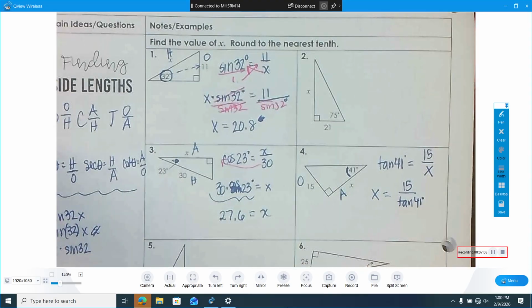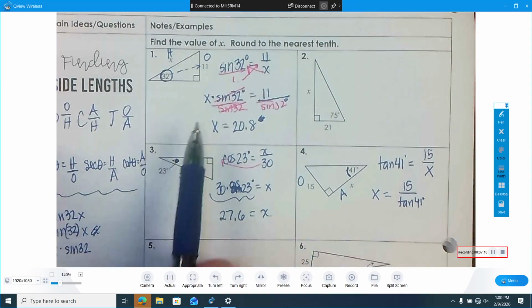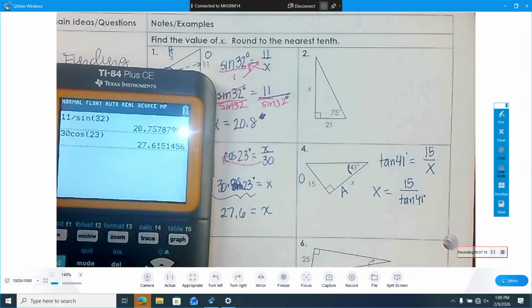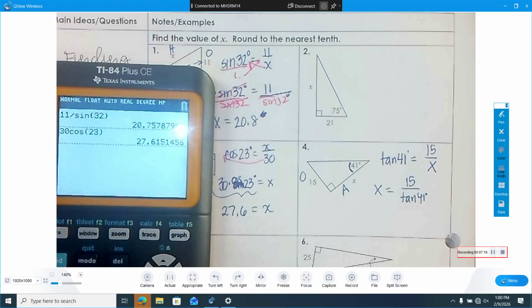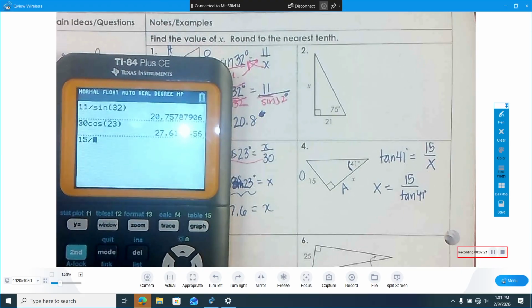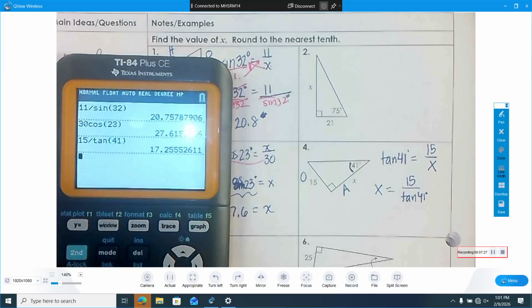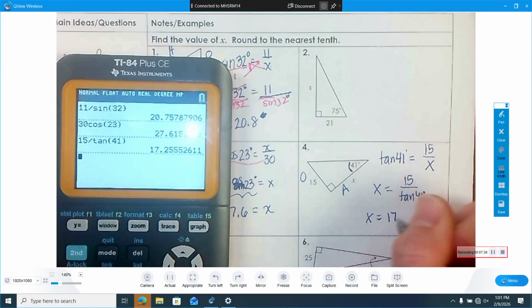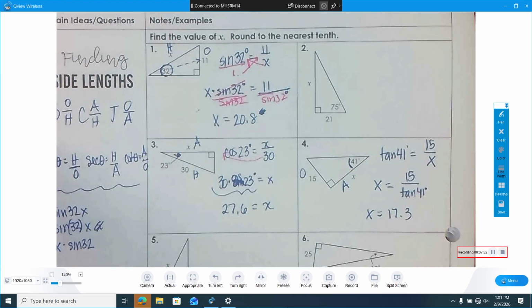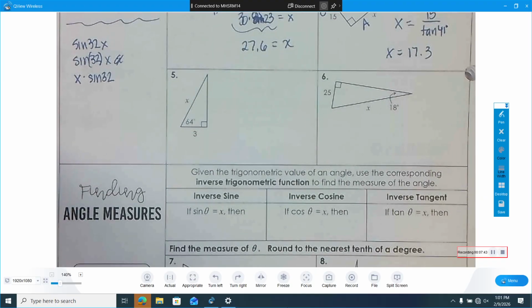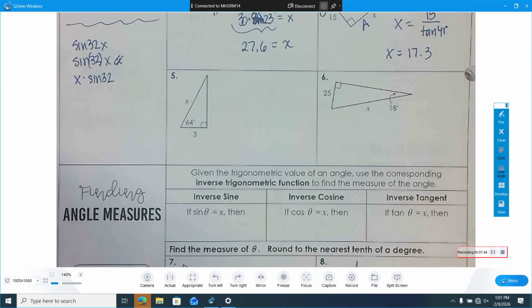You could do it in two steps like we did here, or you can just go ahead and do the little swap. So this becomes 15 divided by the tangent of 41, and I get 17.3. Do you remember that? Good? Super easy? Okay, great. So that's to find side lengths. Now, we can do a similar thing to find angle measures.